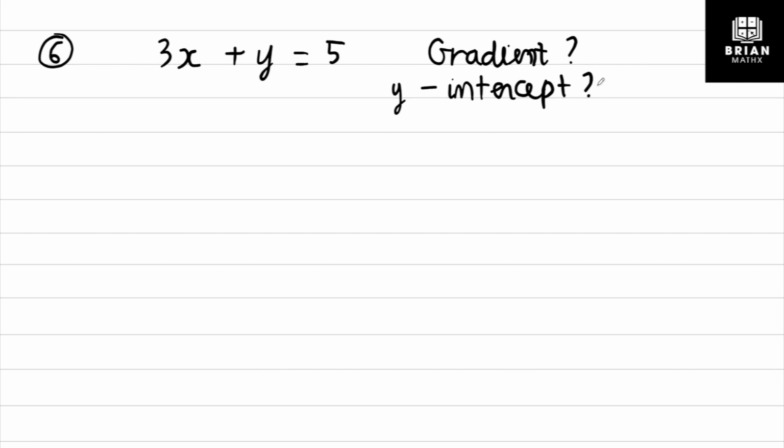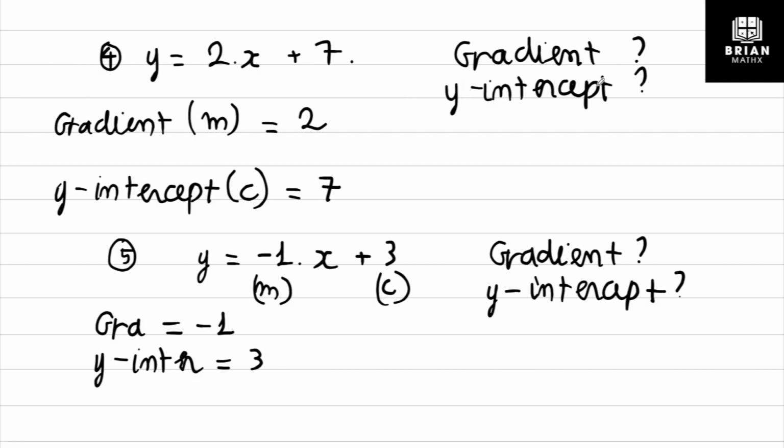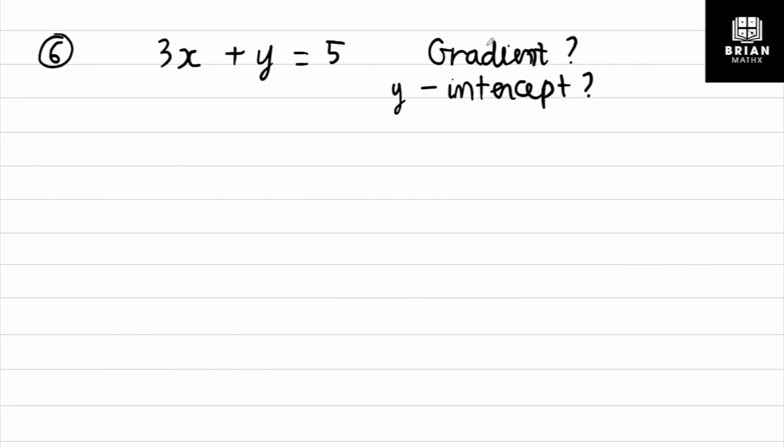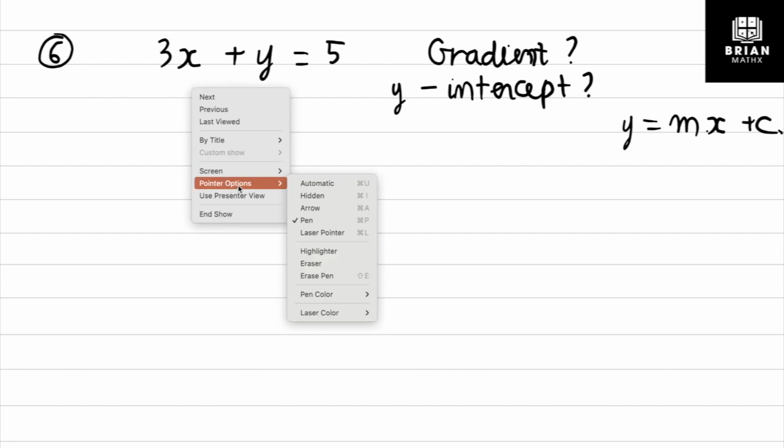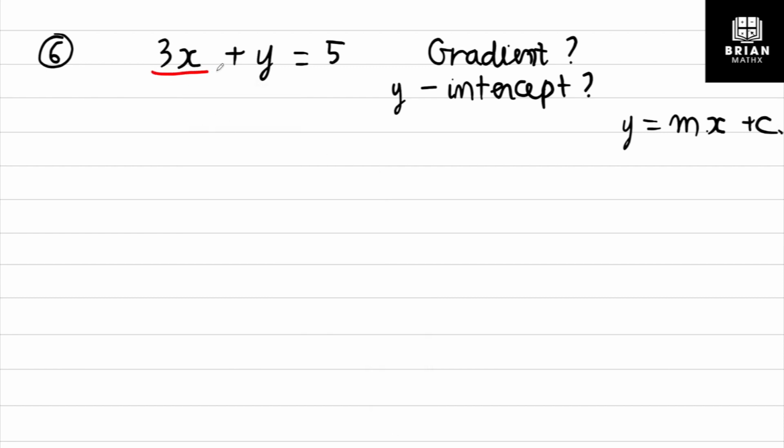The first question asked about gradient and y-intercept, which is very easy to determine because the form of this line is y equal to something plus something. But for this one, you have another form. The gradient can only be found from the form y equal to mx plus c. But this form is different from that form. So the first task is changing from this form to the y equal to mx plus c form. So how can we do that?